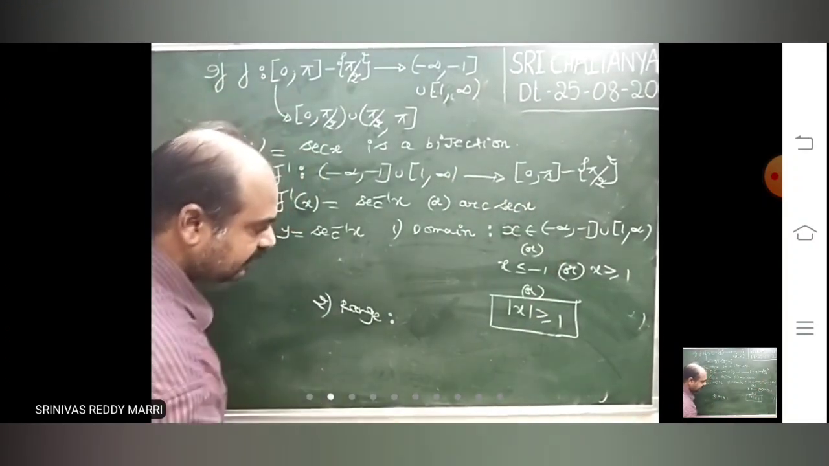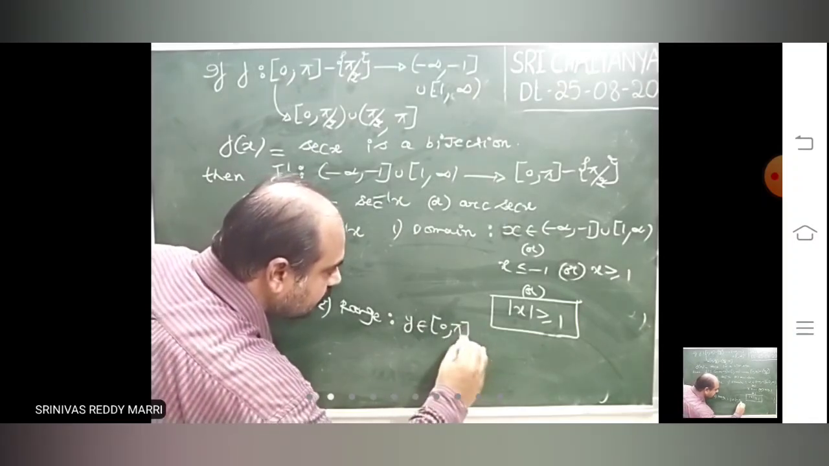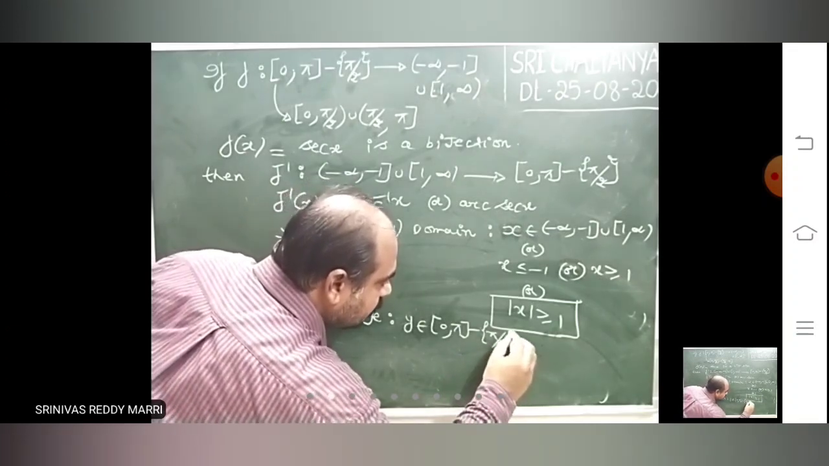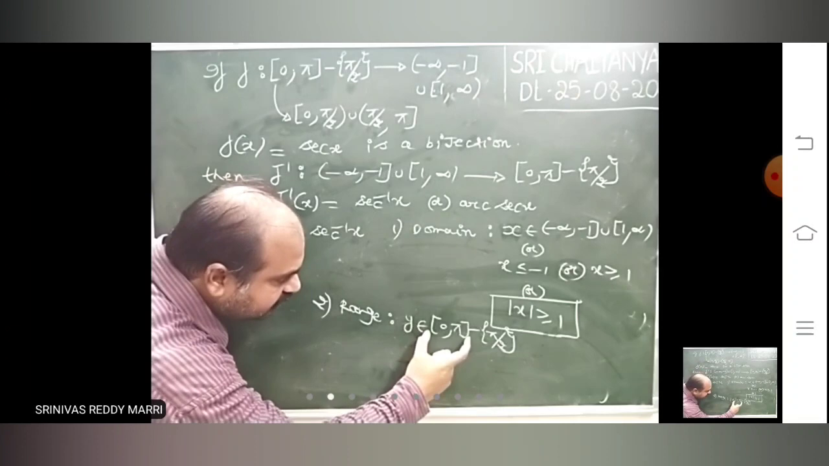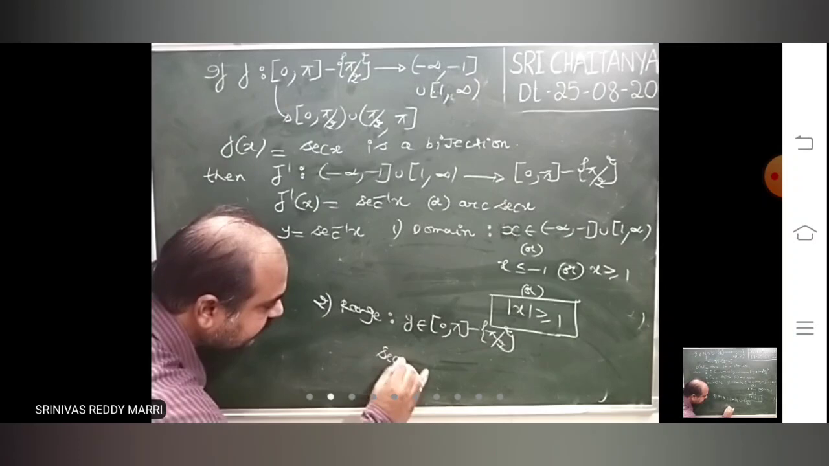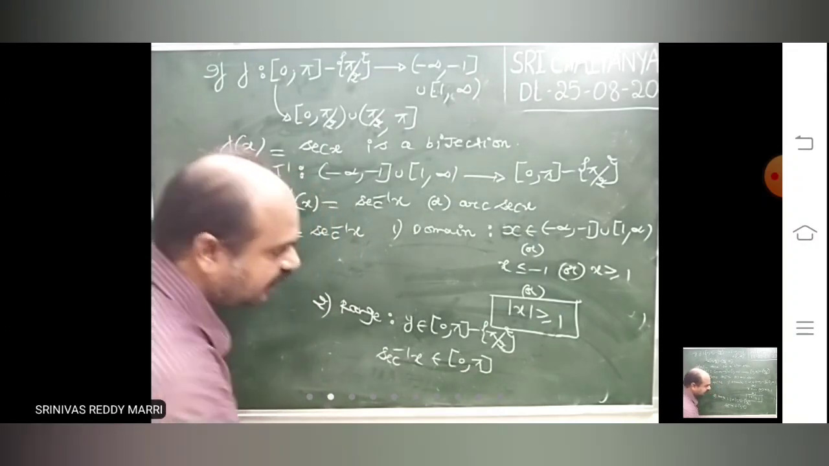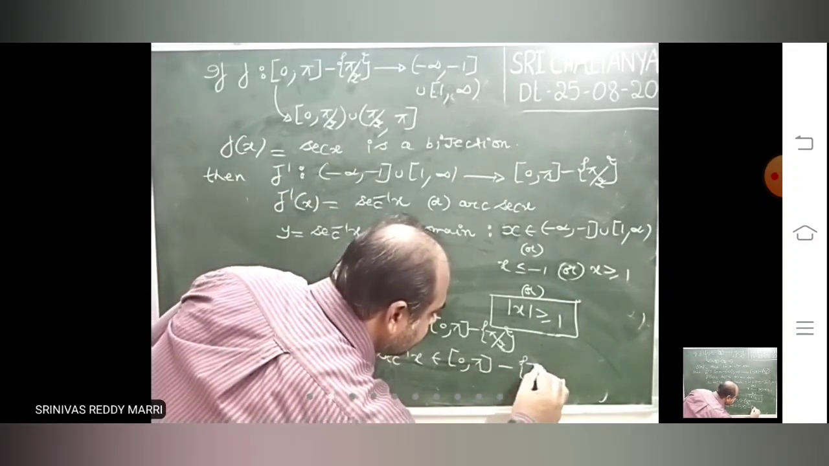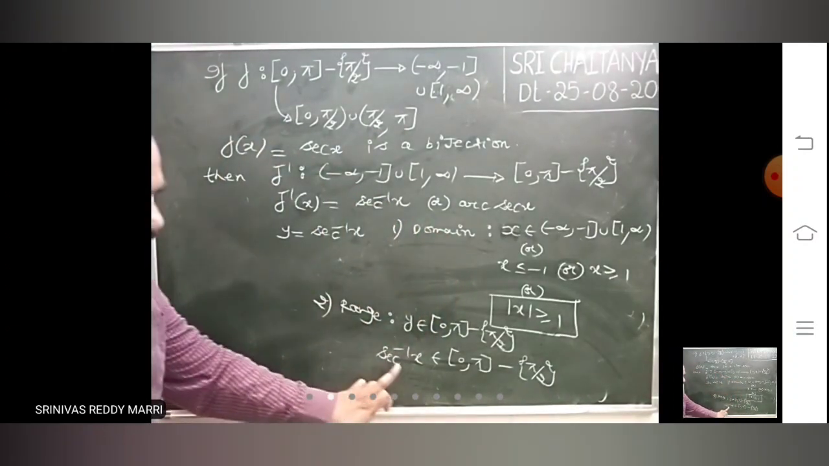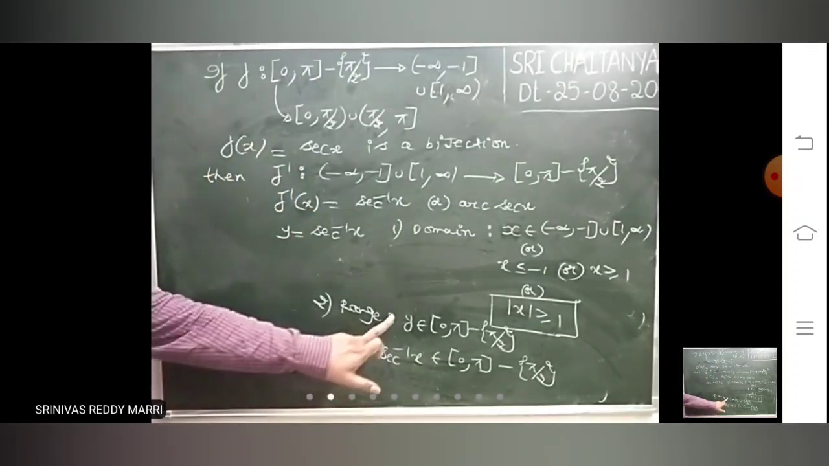Range means these values. Secant inverse x minus pi by 2. So the range will be from 0 to pi except pi by 2. That means secant inverse x always lies in this interval, 0 to pi minus pi by 2. This is the range.